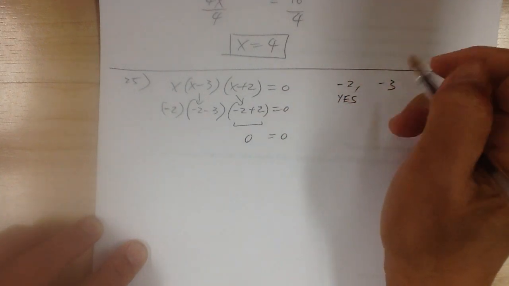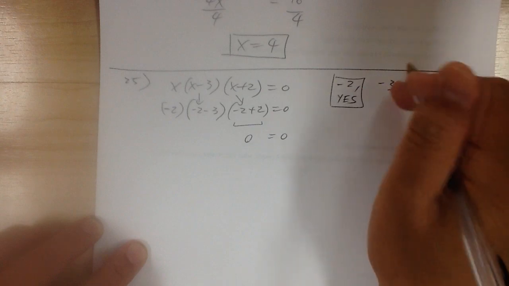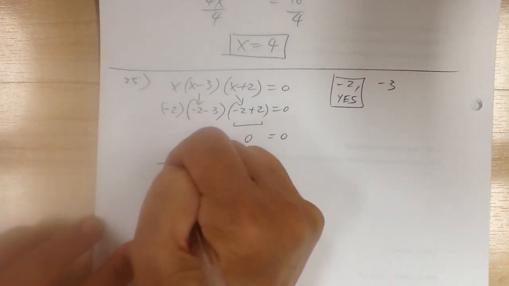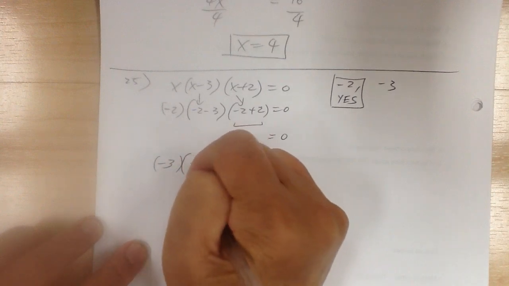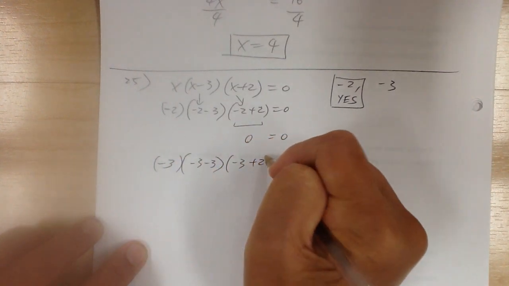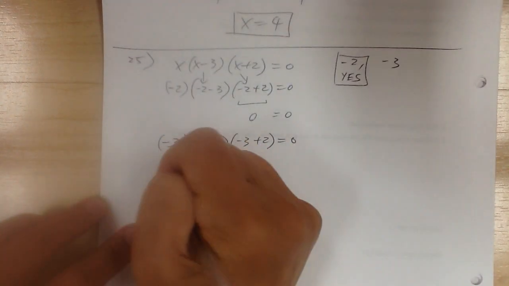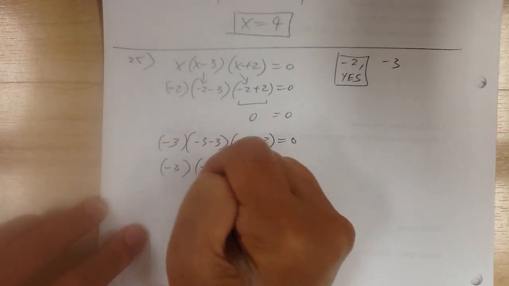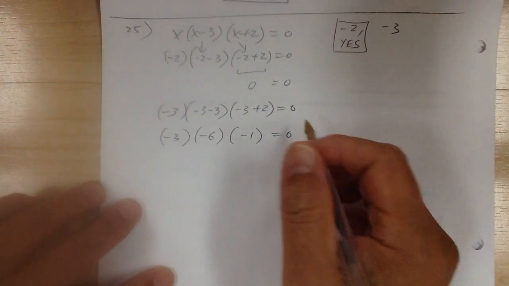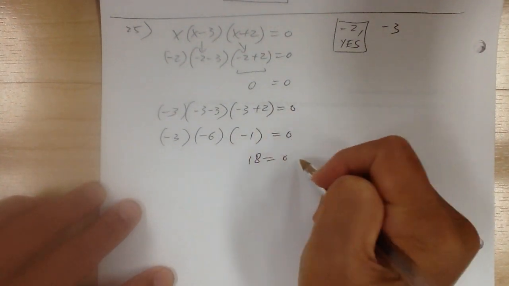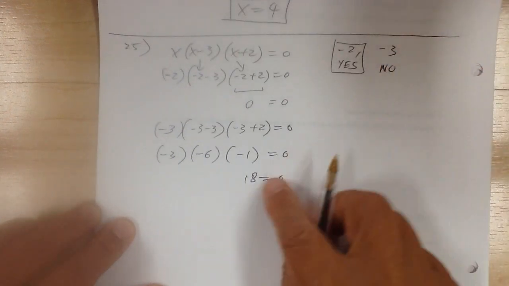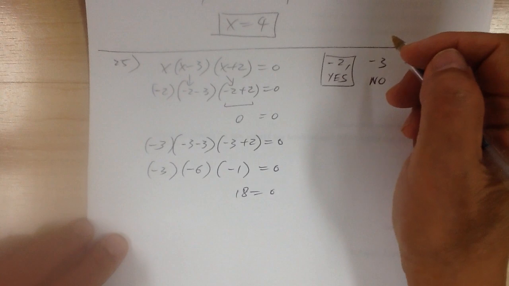Now let's try the -3. Go back to the same equation. So you got -3 times (-3 minus 3) times (-3 plus 2) equal to 0. So you got -3 times -6 times -1 equal to 0. And so you're going to get 18 equal to 0. So this is not true. So this one is no. If it doesn't work out, this is not a solution.